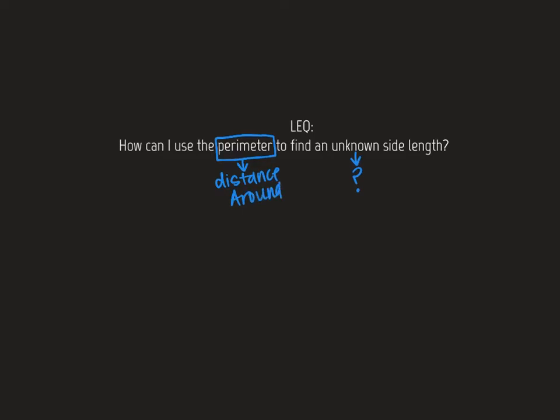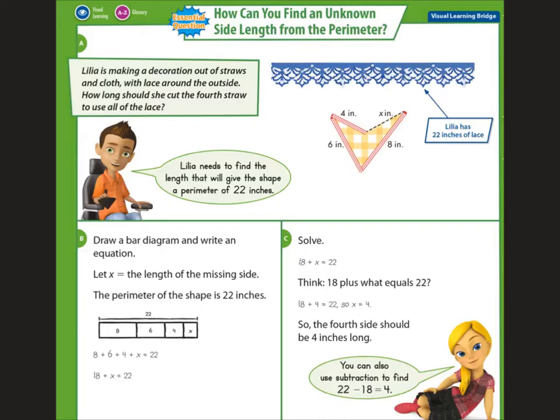So let's take a look at what your visual learning is going to look like. On your visual learning, you're going to be working with Lilia, and you're going to be making a decoration out of straws, it says right here, and cloth with lace around the outside. How long should she cut the fourth straw to use all of the lace? So here's a visual. These are the straws that she's using. And she needs to figure out how long she is going to need to cut the next straw so that she fills in this space right here.